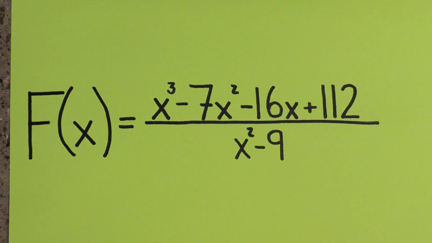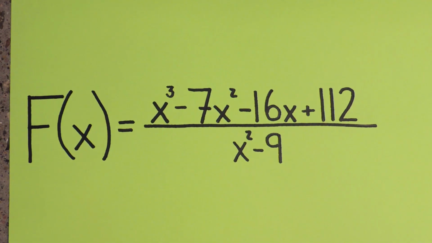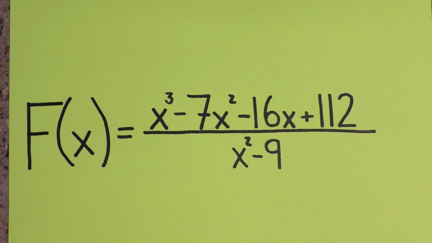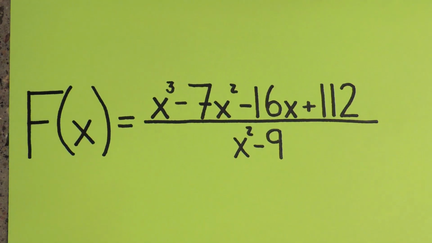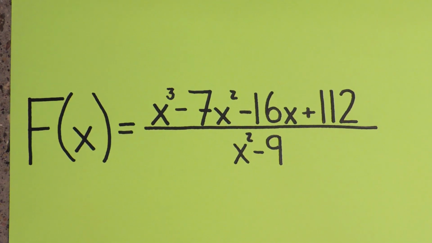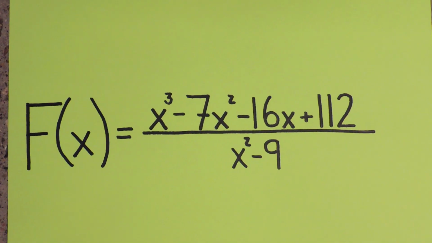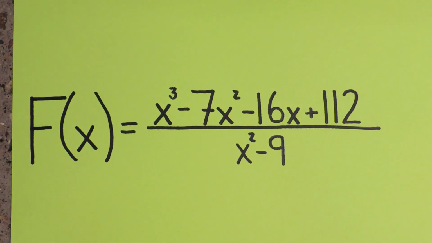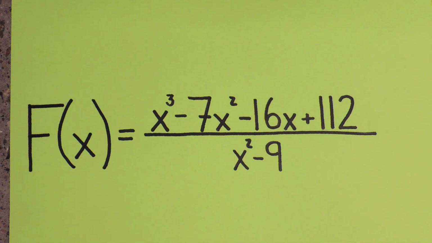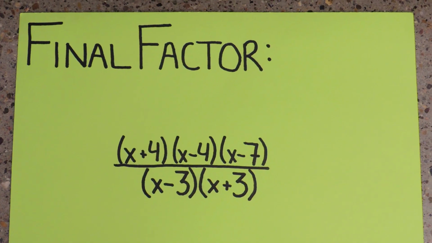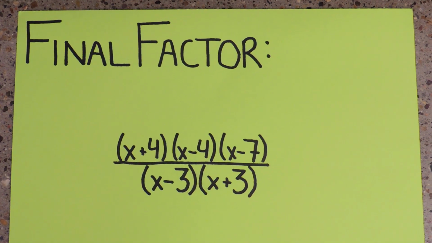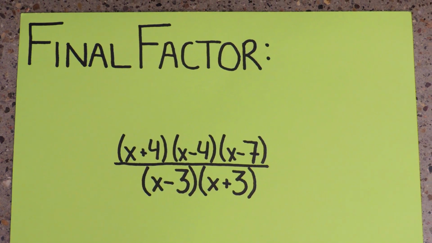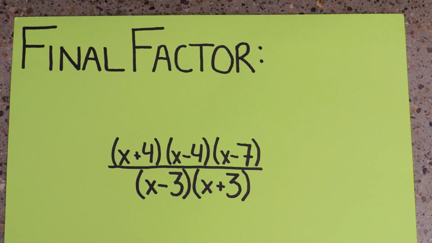So our starting equation is x cubed minus 7x squared minus 16x plus 112 over x squared minus 9. So basically, we're going to factor this. We're going to break it down, you know. That's the one where you put the line down. I kind of forgot what it's called, but, you know, look at your notes. All right, and then our final factored form is x plus 4, x minus 4, and x minus 7 over x minus 3 and x plus 3.